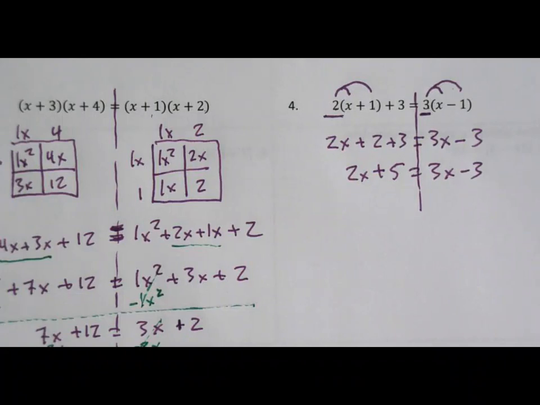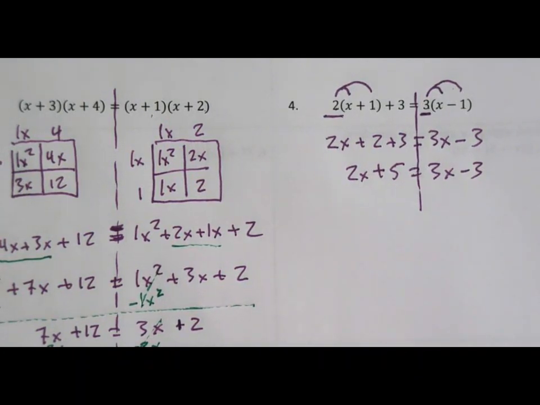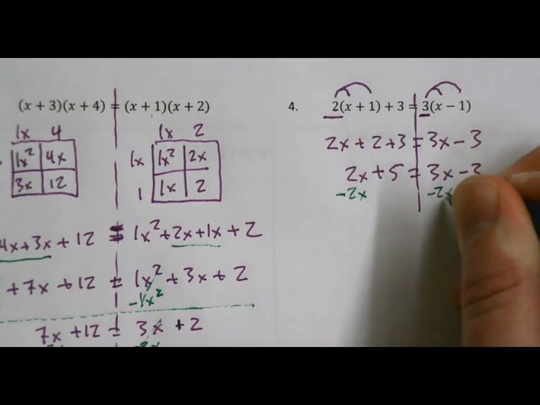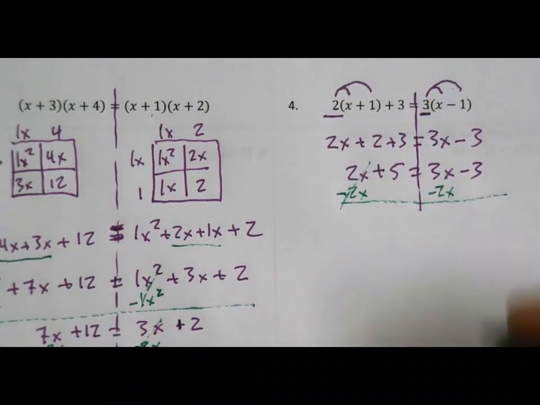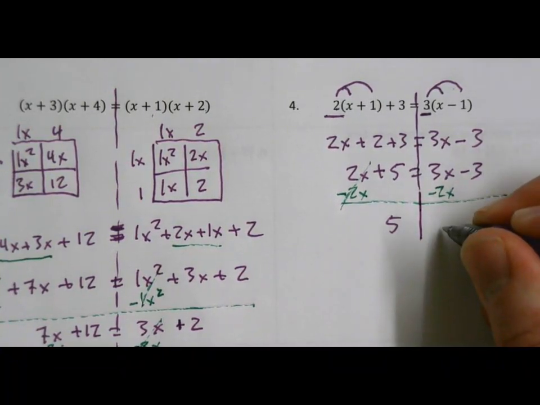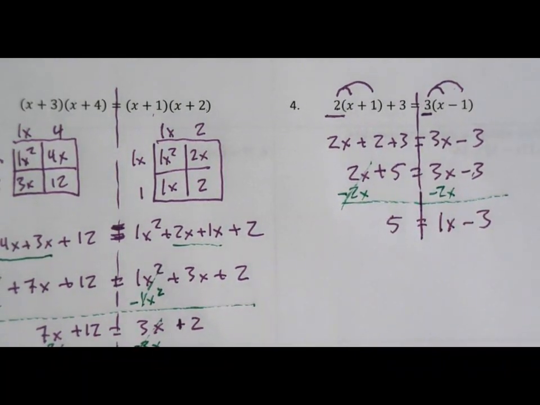Remind me what step 3 was again? Variables on one side only. Do we have variable on one side only? No, we got a little work to do. Do you guys want to get rid of the 2x or get rid of the 3x? The 2x? Okay, I'm going to go -2x on both sides. That'll allow us to cancel those over there, leaving us with just a +5. 3x minus 2x is 1x, and we still have a -3 here. Now we only have a variable on one side. Now we're ready to solve.